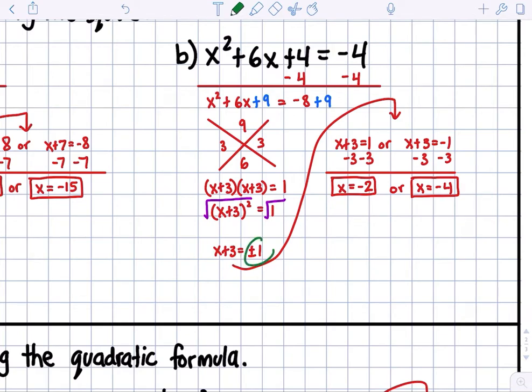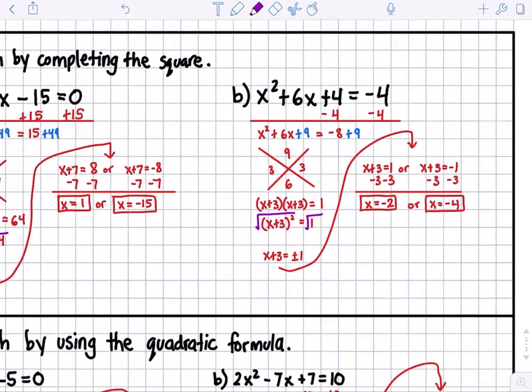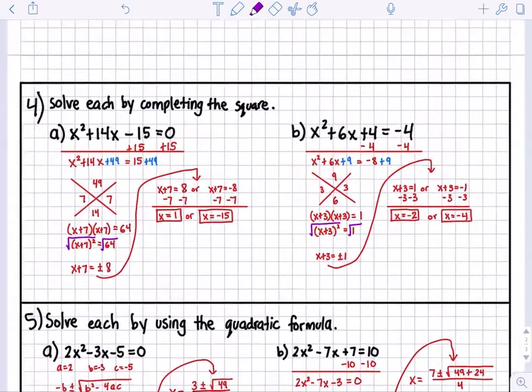And don't forget plus or minus 1. Make your two equations and then solve, and you're going to get x is equal to -2 or x is equal to -4.